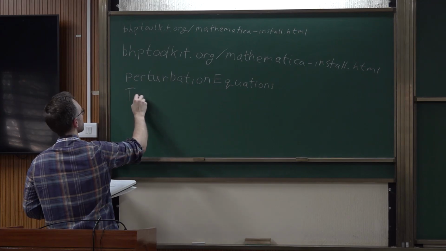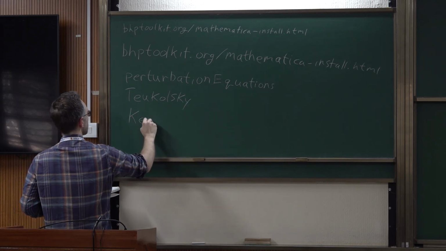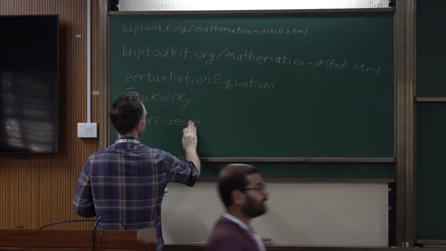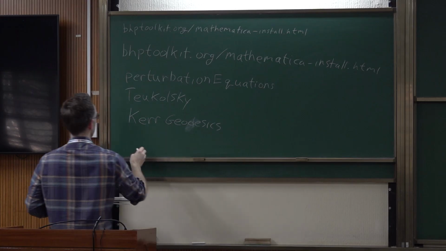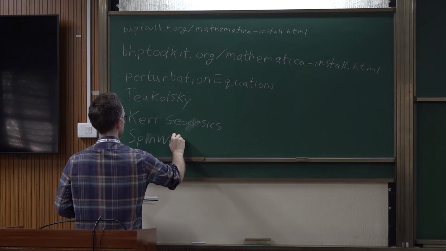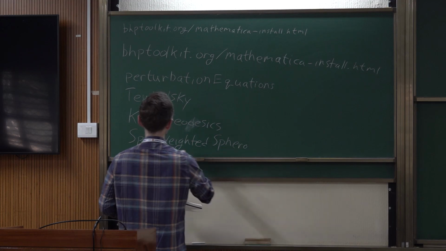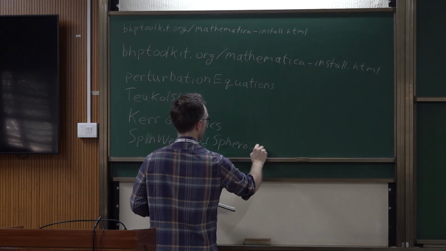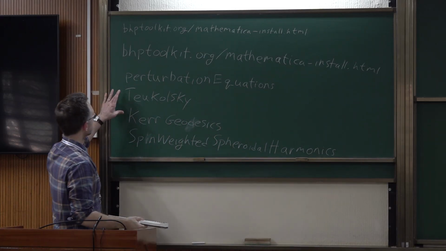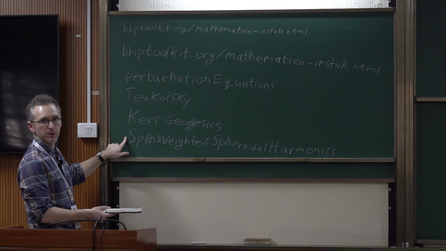Then the main one is the Teukolsky package. And to use that, separately, we also need the Kerr Geodesics package. And you might as well also install the spin-weighted spheroidal harmonics package. Actually, I don't know if spin-weighted is actually in the title, but it's the spheroidal harmonics package. These will be the main two that you want to have, but anyone who has xAct can install this as well, and we might want to make use of this last one as well.